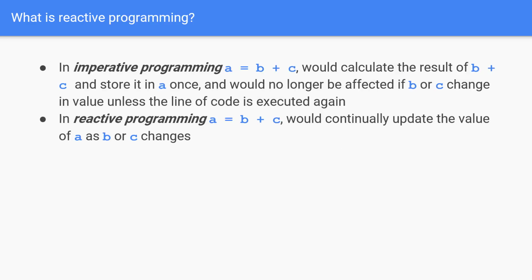In imperative programming, A equals B plus C would calculate the result of B plus C and store it in A just a single time, and would no longer be affected if B or C changed in value unless the line of code is executed again. In reactive programming, A equals B plus C would continually update the value of A as B or C changed.